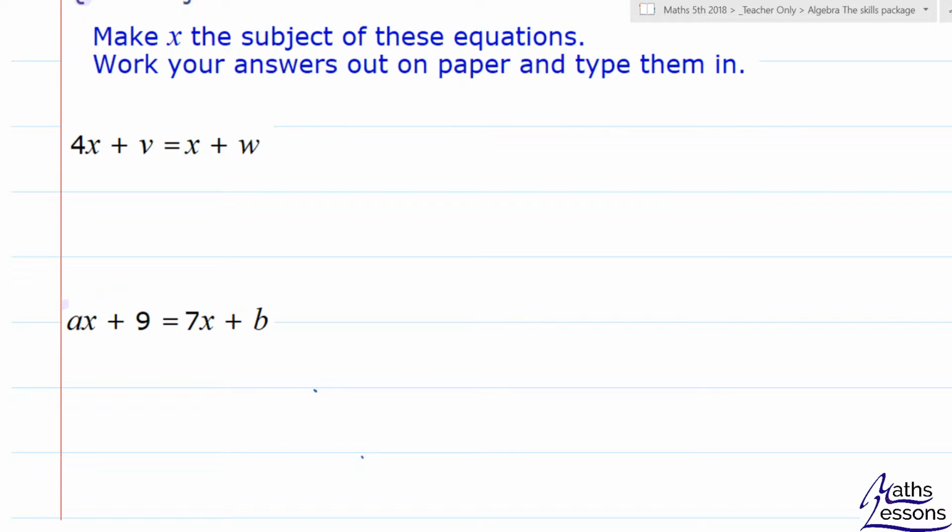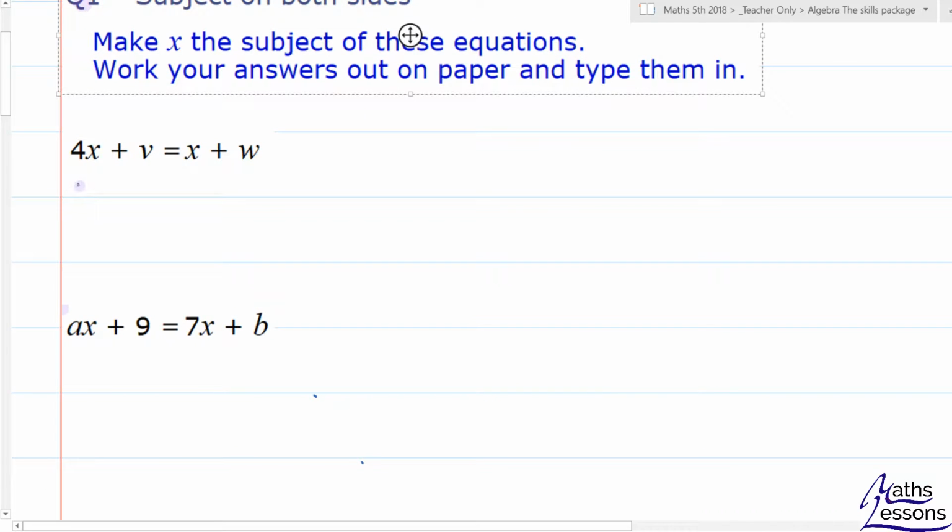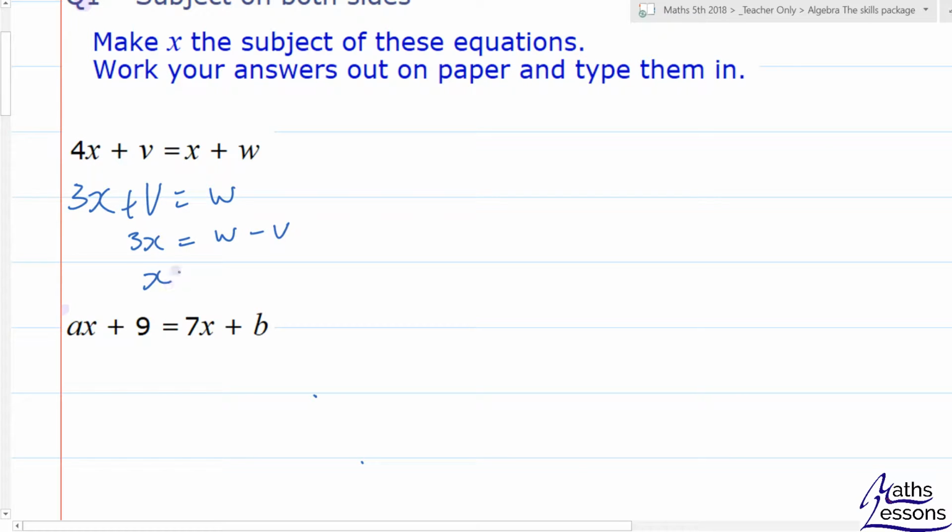Okay, so let's look at the first one. And let's get the x's on the same side to start off with. So take away x from this side and take away x from this side. So we get 3x here. And then we've got v taken off by x, so we're just left with w. Now take away v from both sides, we get 3x equals w minus v. And then divide by 3, we get w minus v over 3.